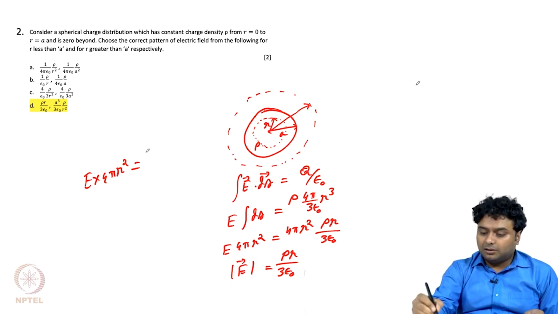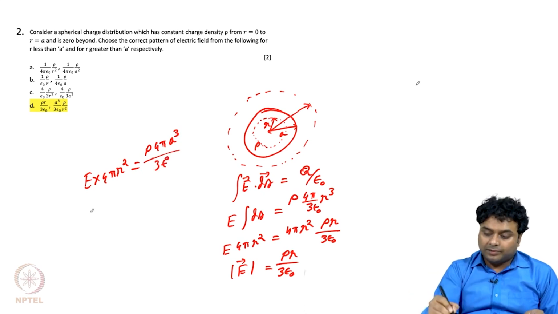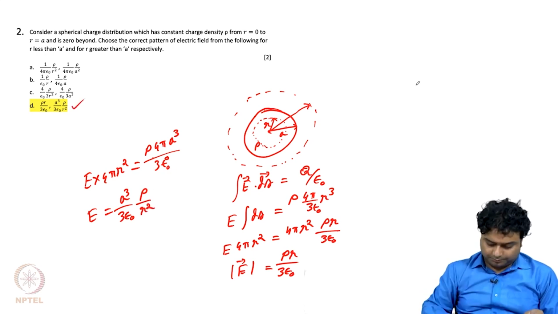So it will become rho into 4 pi a cube divided by 3 epsilon naught, then the 4 pi will get cancelled, and E will be a cube by 3 epsilon naught into rho by r square. So this is the correct option.